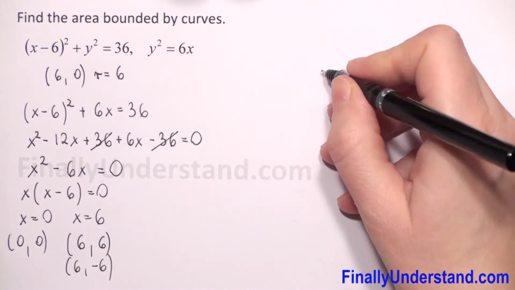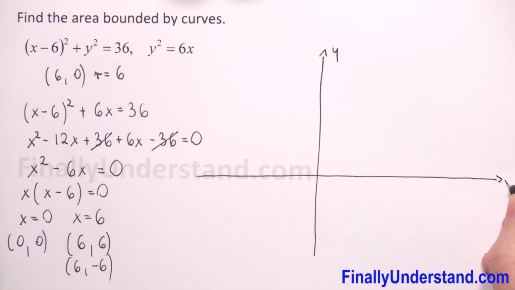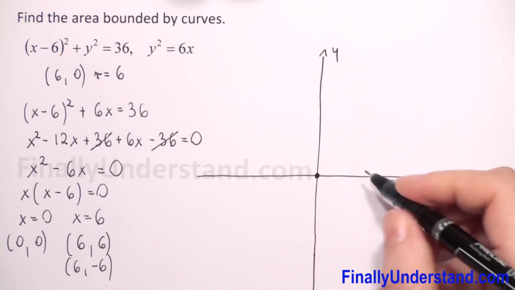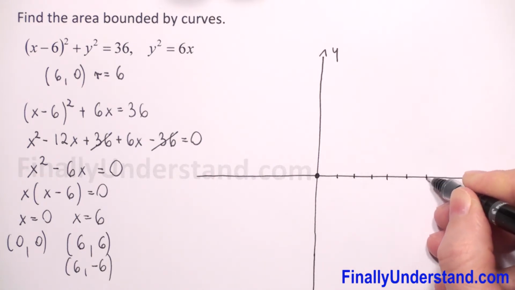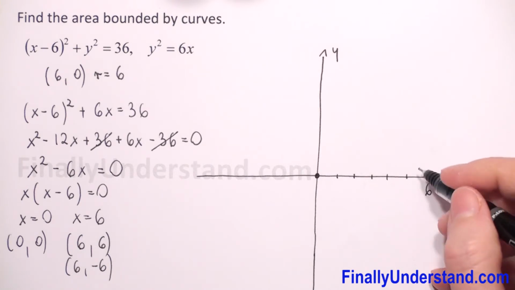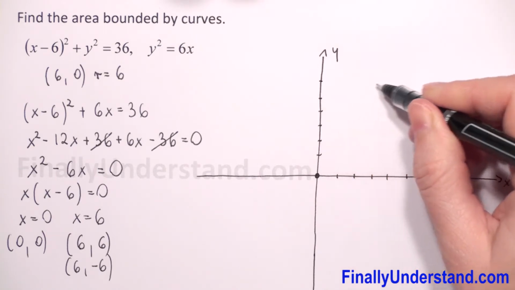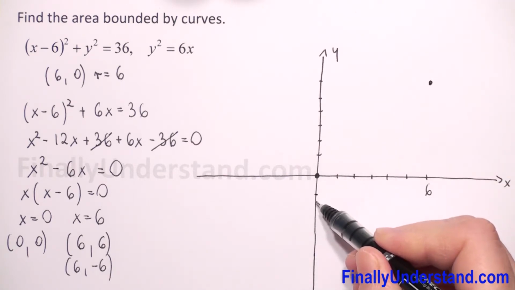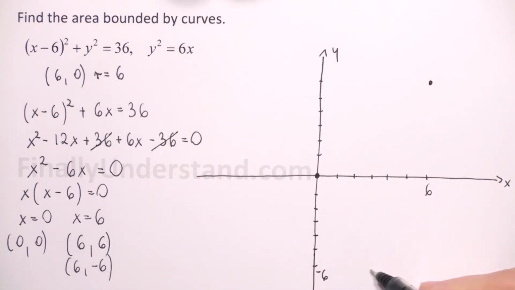So now let me draw these curves. We have the y axis, the x axis, and we have points of intersection (0, 0) and (6, 6). So let's choose small units, 1, 2, 3, 4, 5, 6. We have the point (6, 6). This is our second and third point, 1, 2, 3, 4, 5, 6. This is negative 6. So we have the points of intersection.